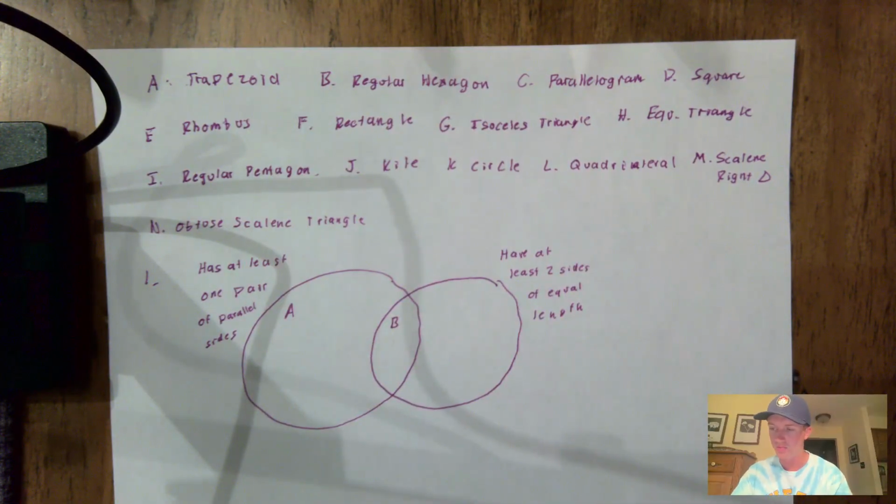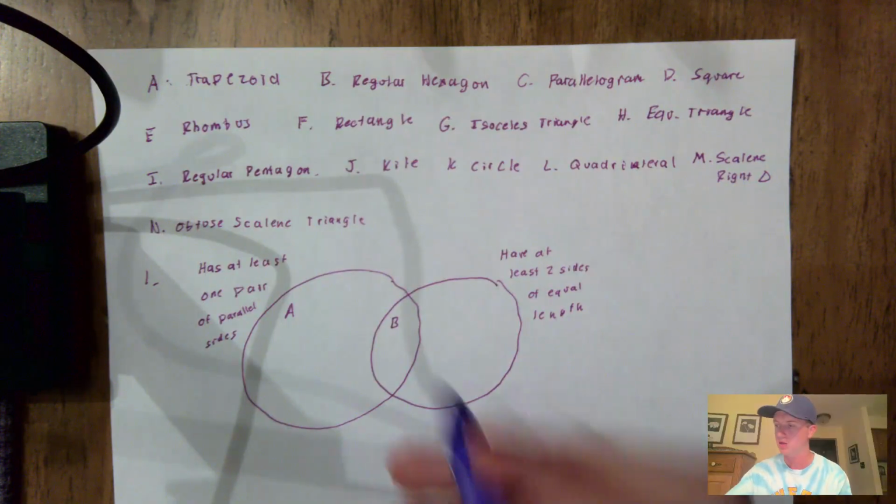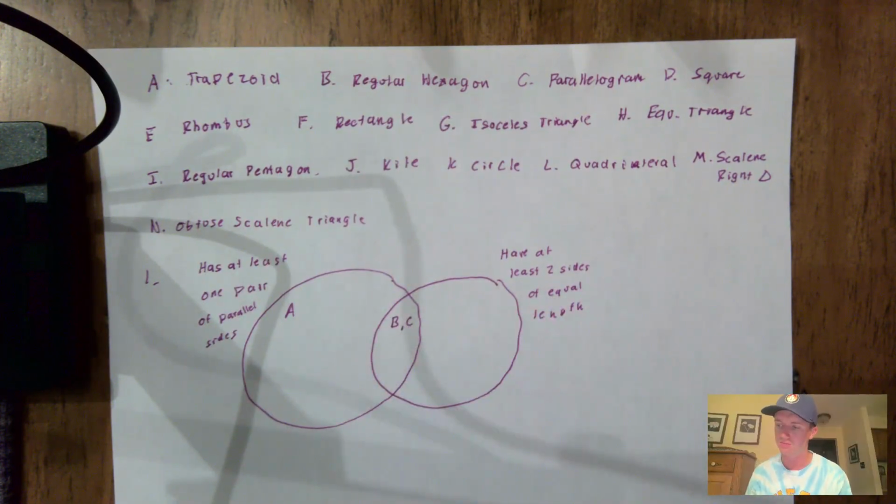Parallelogram has at least one pair of parallel sides, in fact two, so we're good to go with that. And it has at least two sides of equal length, so they would match up, and you can put letter C in the middle there. Next one, we've got the square, so in this case, letter D. Square obviously has at least one pair of parallel sides, and it also has two sides of equal length. So you can go ahead and put D there.